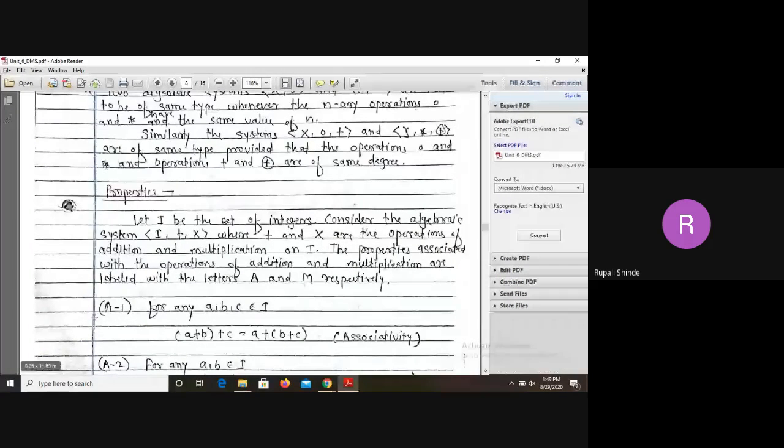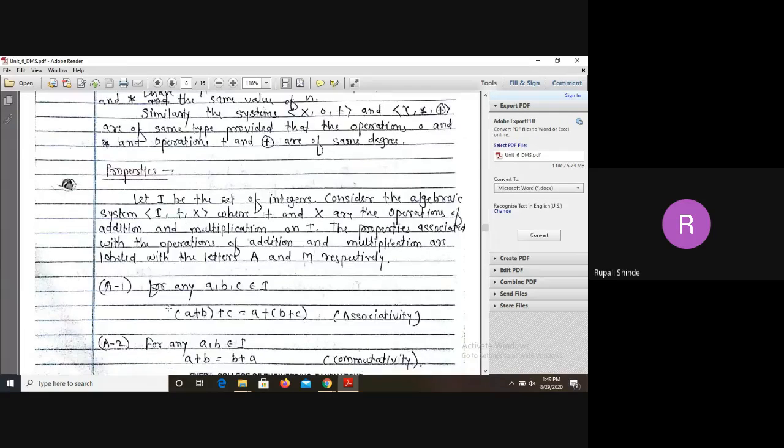So the first property is given as A1. A1 means what? This is the first property of addition. A is for addition. So for any three elements A, B, C belonging to I, in bracket A plus B, plus C is equal to A plus, in bracket B plus C. So here we have just changed the brackets. That's why this property is called associativity.